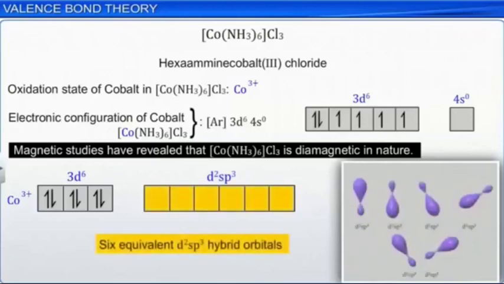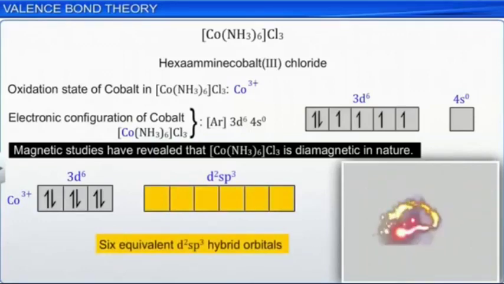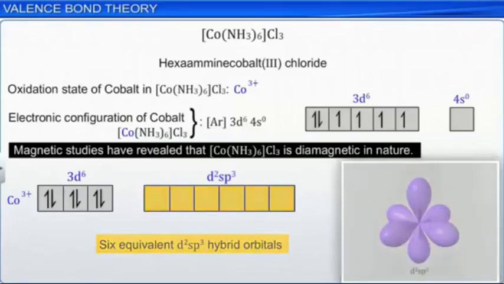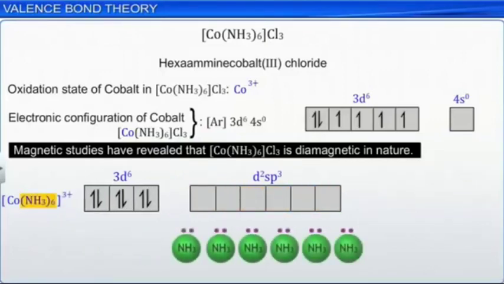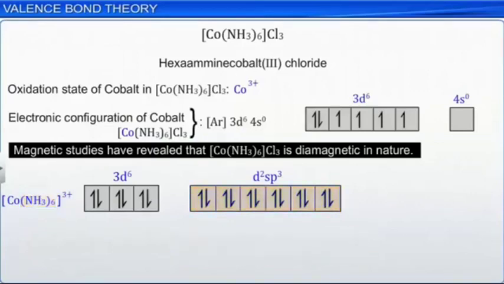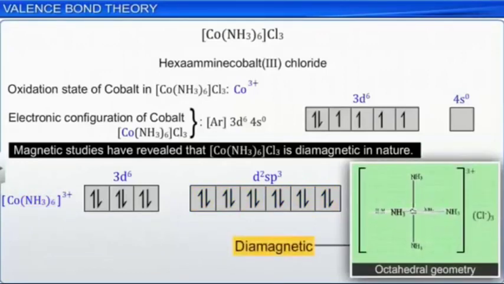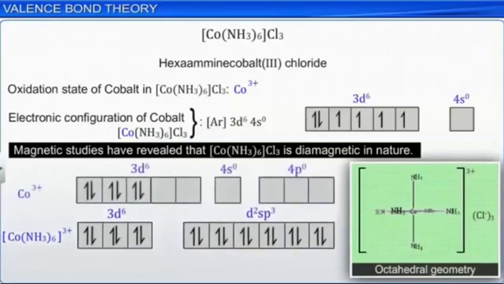The 6 pairs of electrons donated by the 6 ammonia ligands occupy the 6 hybrid orbitals. You can see that there are no unpaired electrons left in the metal ion. Thus, the complex is diamagnetic and has octahedral geometry. As you can see, the metal ion has utilized its inner 3d orbitals for the formation of the complex. Hence, this complex can be called an inner orbital, or low spin, or spin-paired complex.